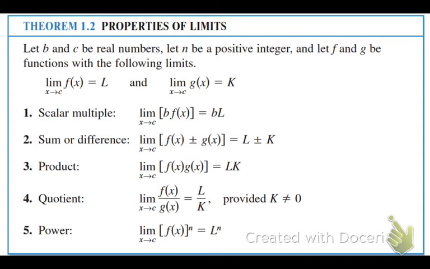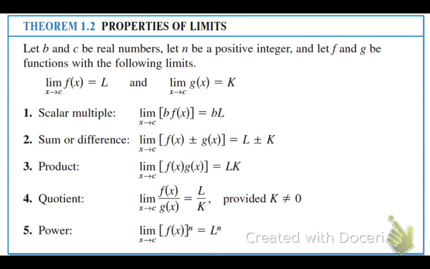So if I have the product of f and g, I find the limit of f, and I find the limit of g, and then multiply them together. Does that all make sense? You don't have to do it all at one time. Now if the limit of f of x divided by g of x, I find the limit of the numerator, find the limit of the denominator, and then divide them. But the limit of the denominator can't be 0. Why not? Because it's undefined.